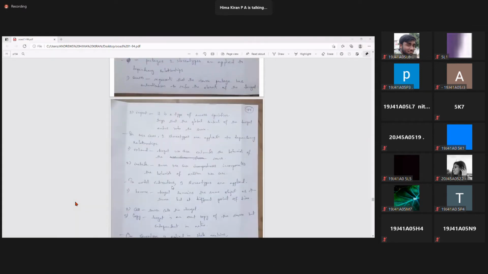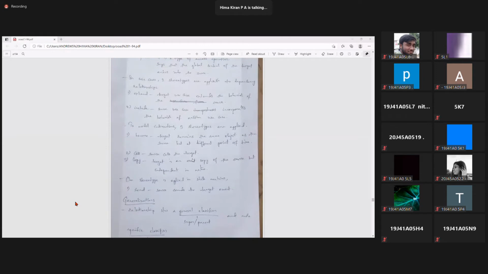So for this point, what I can give as an example is a target is an exact copy of the source, but independent in nature. Target and source are the same, but both are different. Male and female, both are humans, but they are independent in nature.